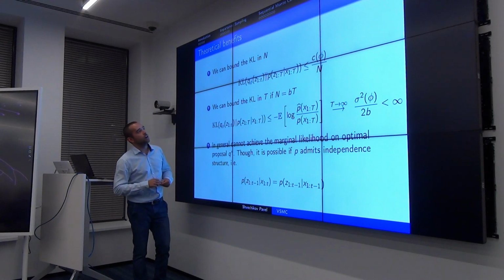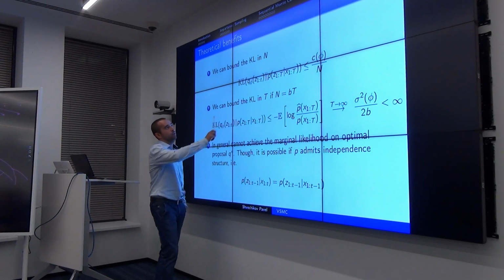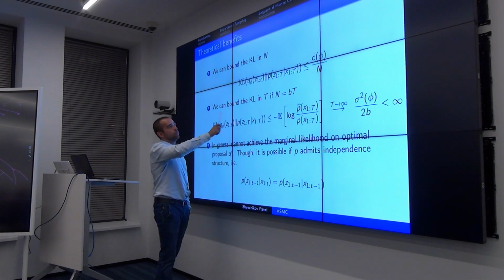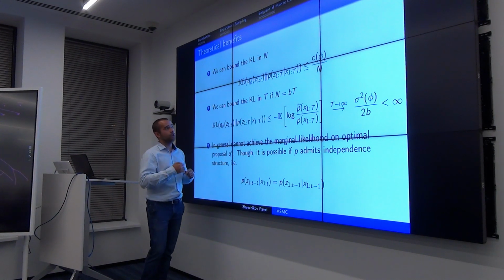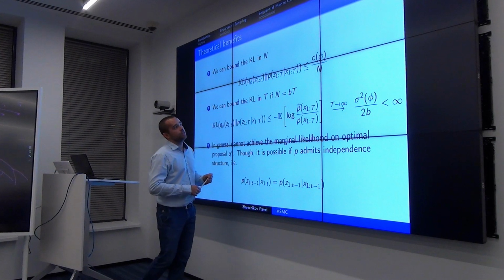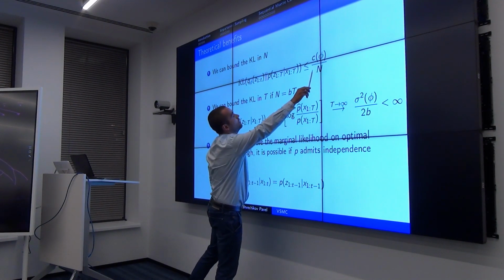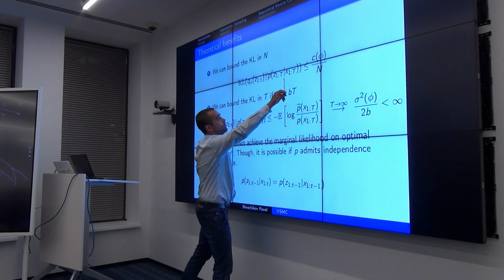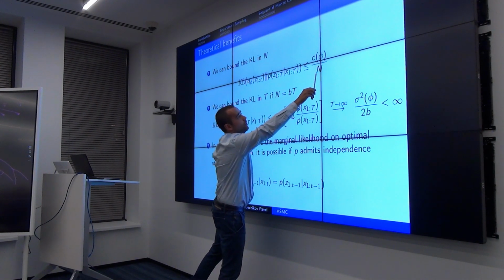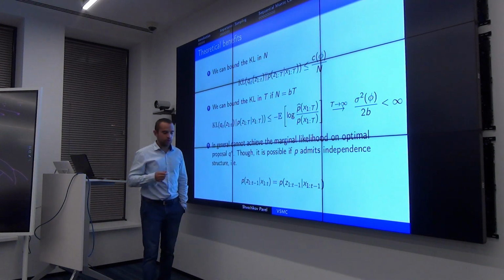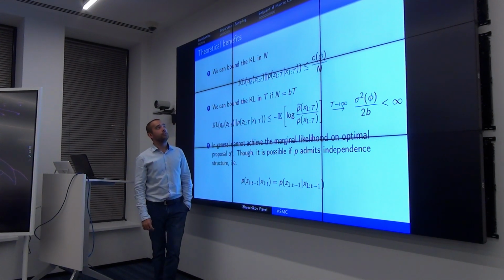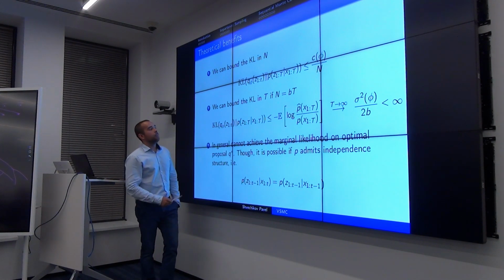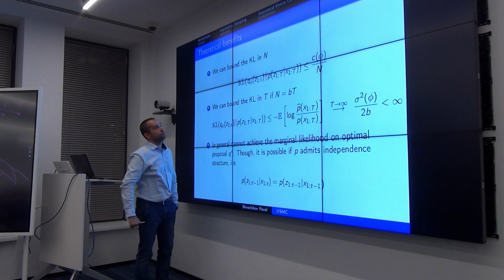So the theoretical benefits are as follows. We now know how to bound the discrepancy between the true posterior and our variational approximation. And the interesting thing here is that this discrepancy, measured with KL divergence, may be bounded at a 1 over N rate. So we can scale N as much as we can to reduce this KL divergence.